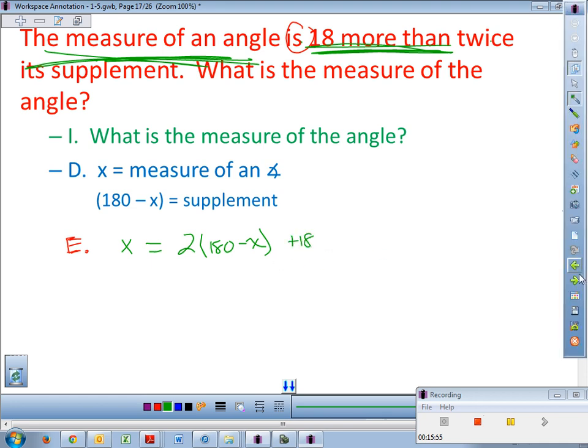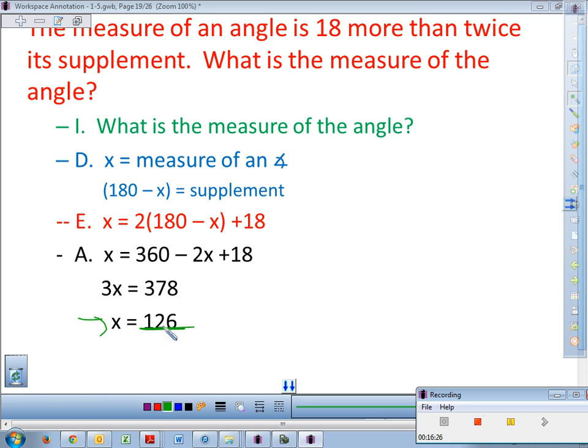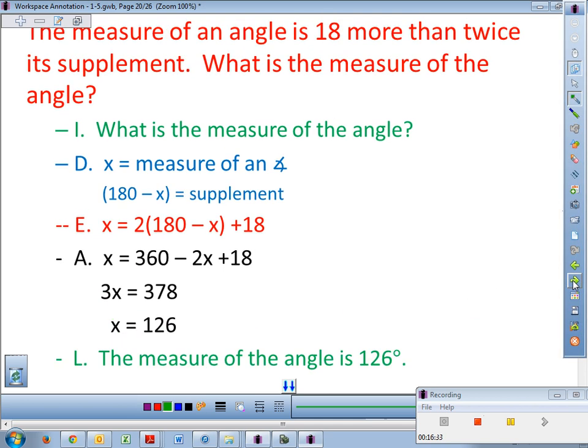Solve for x. Pause the video. Solve for x. Act it out. That's what A stands for. Act it out by solving. So we should have solved and got x equals 126. Now we need to do L, label our answer in a complete sentence. Let's retranslate this from mathematics back to English. What would it say? What does x stand for? The measure of the angle is 126 degrees. Period. Capital letter. No abbreviations.